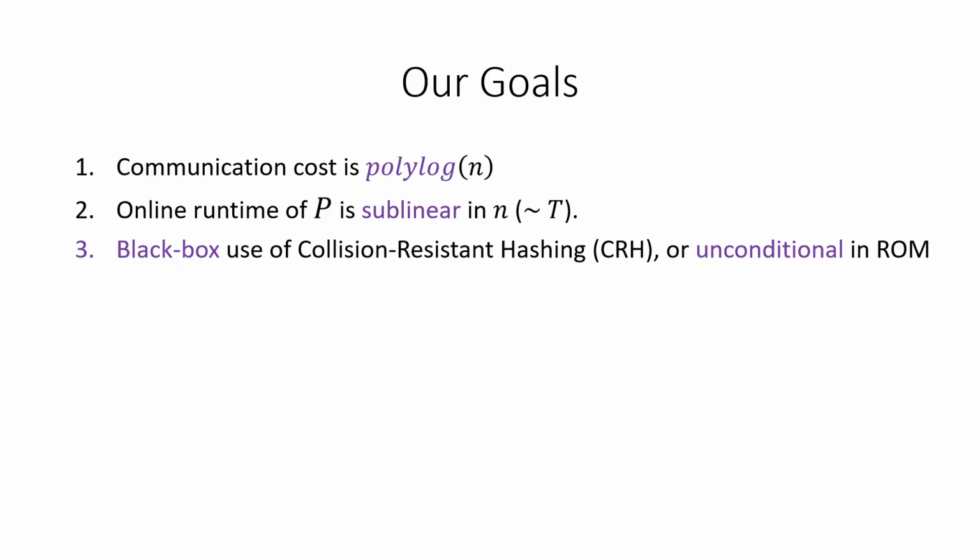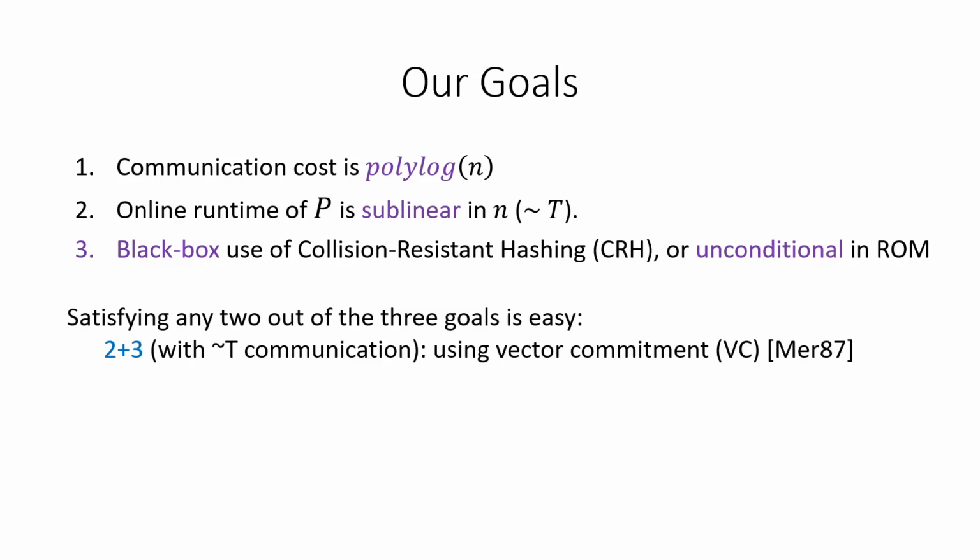By black box, I mean that our construction should make only oracle access to this primitive, and we should not be dependent on the implementation of the underlying primitive. Or we would want an unconditional SRAM in the random oracle model so that we can compile it to a non-interactive protocol. Now, satisfying any two of the above three goals is easy. Say we are okay with the communication cost of our protocol being quasi-linear in the runtime of the RAM program in the online phase, then this is something we can do.